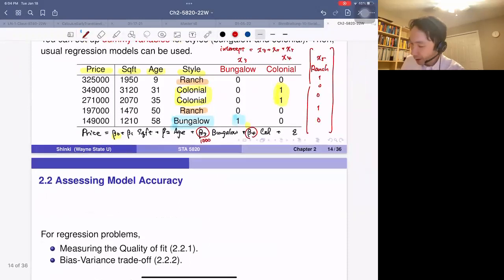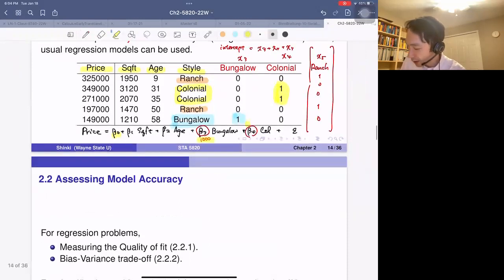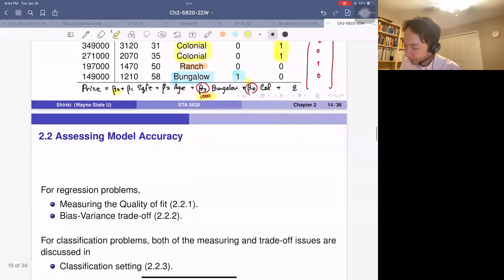Yeah, so it's also important to mention that since this represents the difference between bungalow and ranch, it only says that if beta 3 is significantly different from 0, that means the ranch and the bungalow are significantly different, but we don't really know other cases. We don't know the difference between bungalow and the colonial, for example.